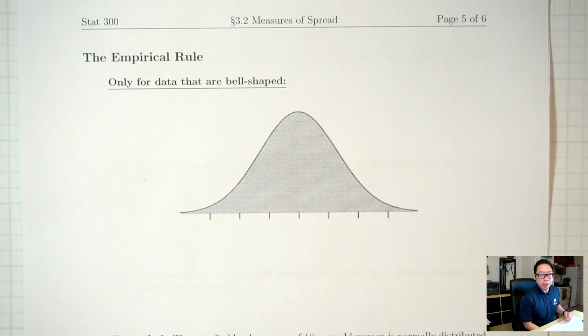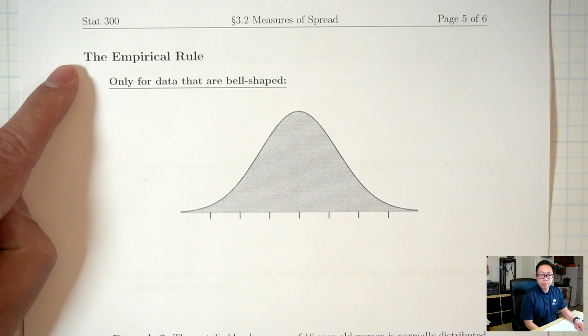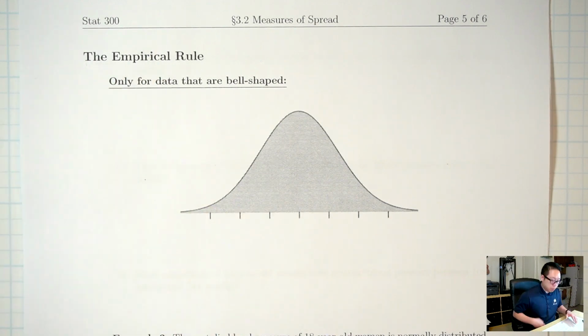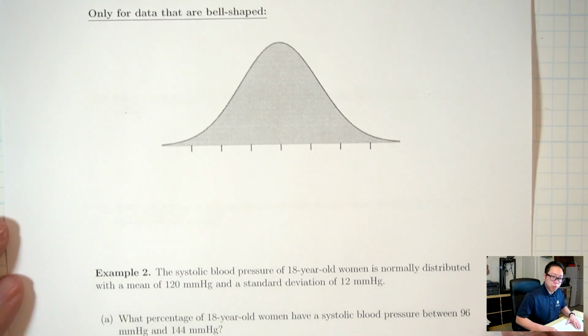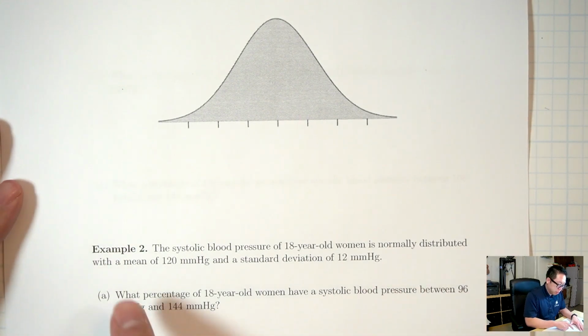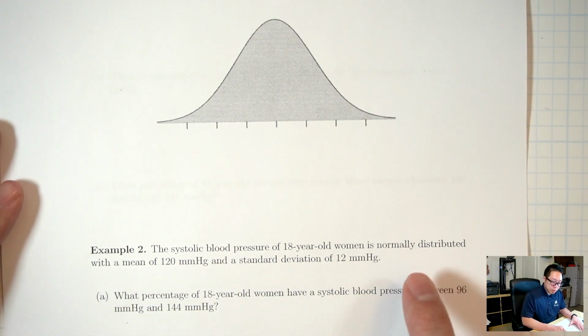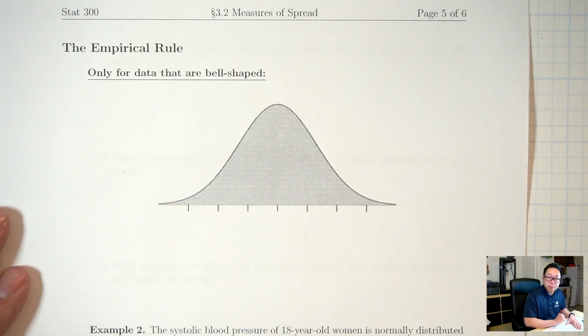Why do we care about the standard deviation? We care because there's something called the empirical rule. Okay, so before I talk about the empirical rule, let's read example 2 real quick. Example 2 says the systolic blood pressure of 18-year-old women is normally distributed with mean 120 and standard deviation 12. Normally distributed means the data looks like this picture.